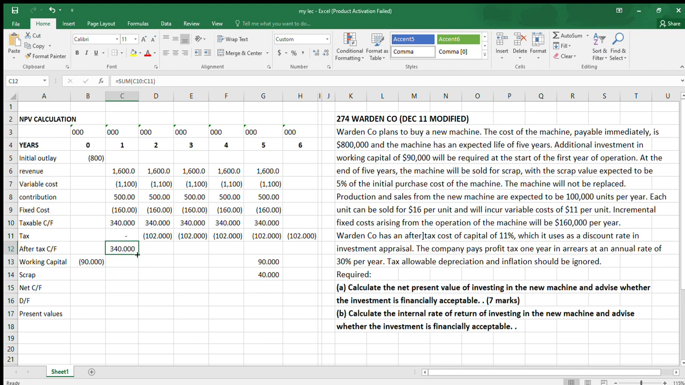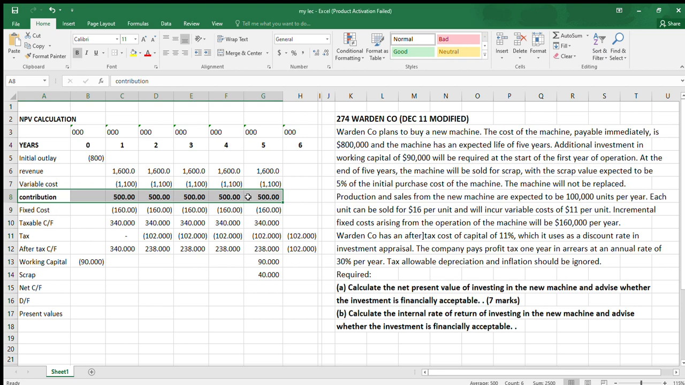So here you add. That's all. You drag. And I'm going to give you the after tax cash flow. So this is your contribution, so they are going to mark you for that. And this is your taxation. These fixed costs are already in the question. The revenue and the variable cost, you have to look for them by applying the rate on the number of units that were sold.